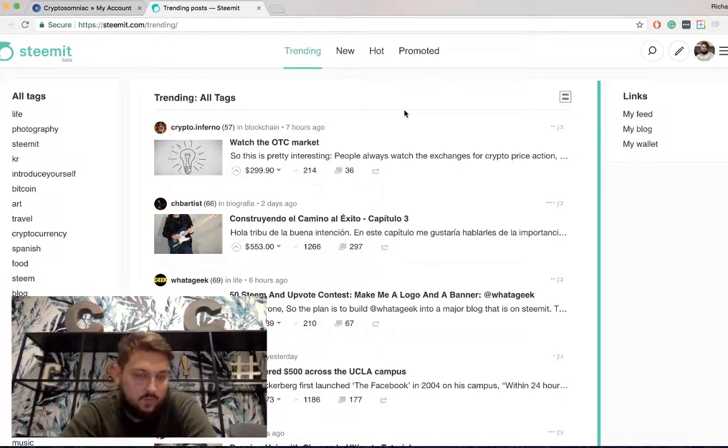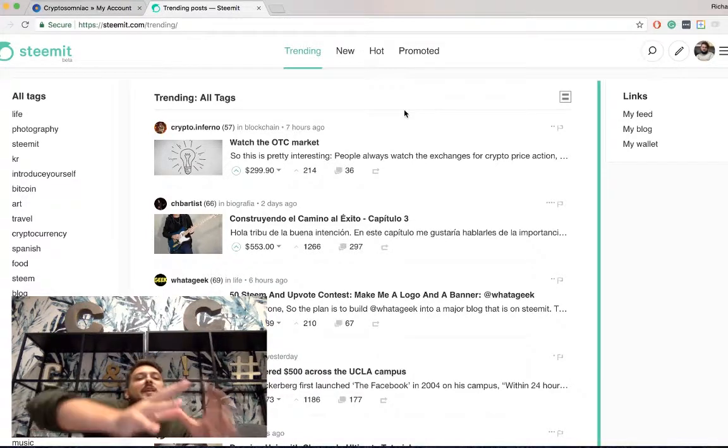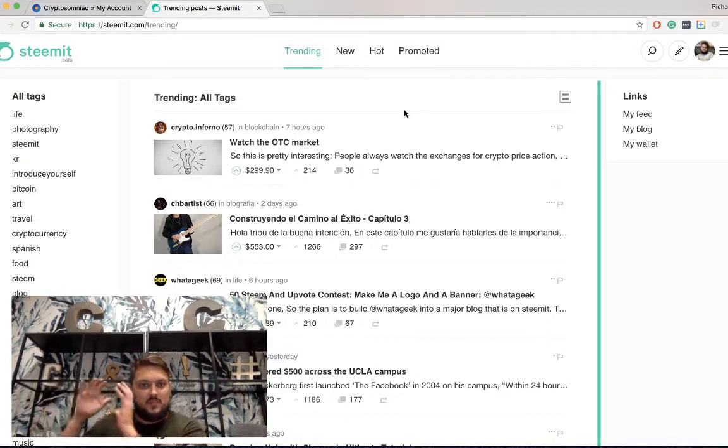Now, the reward pool, how it all works. Basically, when you upvote some post on Steemit, it's not like you're taking your own money from the pocket and giving it to people. This is not how it works. Instead, you're delegating the reward pool that is being mined every day towards the post. The only way for it to go from the mine pool to the creators is through you, the curator.